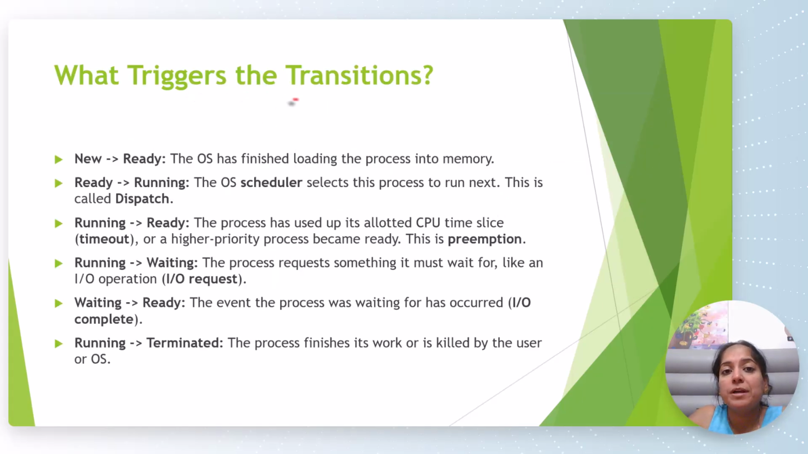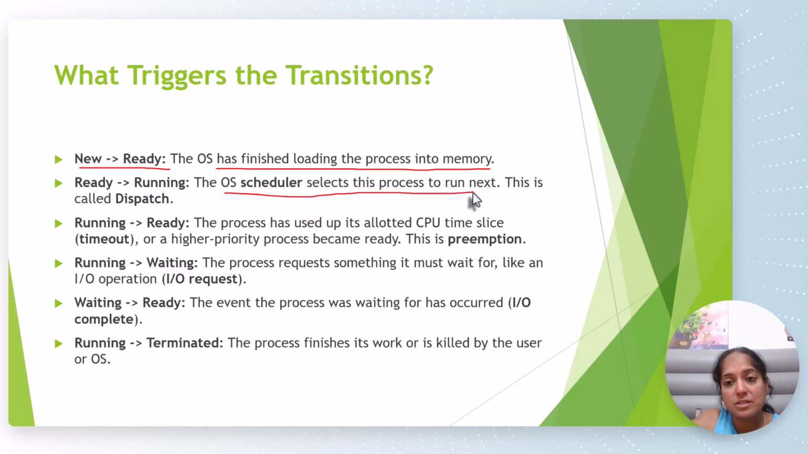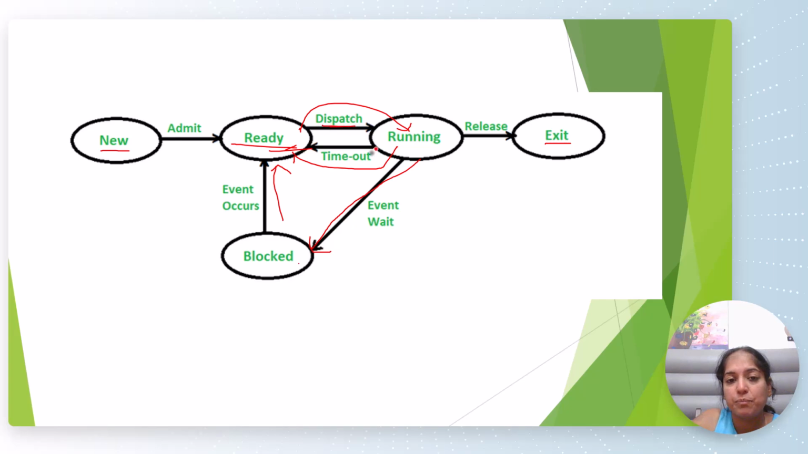So, what triggers the transitions? How does the transition from one state to another happen? From new to ready: when the operating system has finished loading the process into memory and it acquires all its required resources, it comes from new to the ready state. Then from ready to running, the operating system scheduler selects this process to run next. This is called dispatch, as we saw here.